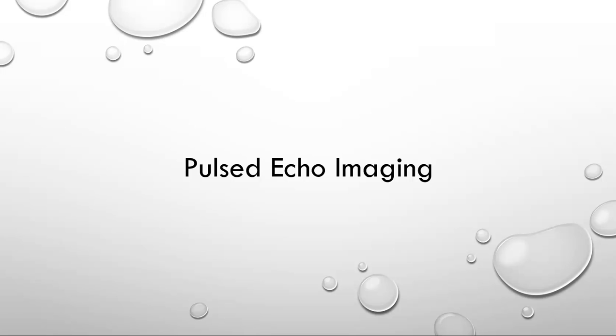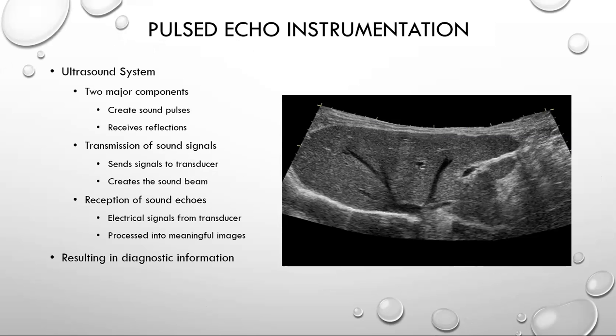Let's talk about pulsed echo imaging. So pulsed echo imaging is the imaging that we do with our ultrasound machines in order to create an image. We have 2 major components of the ultrasound machine to create pulsed echo imaging. I guess this is pulse echo instrumentation. One part of the system creates the sound pulses, and the other part receives the reflections back from the body. So we have the transmission of sound signals. A signal is sent to the transducer, which creates the sound beam, and then we get echoes back, which are sent from the transducer into the receiver of the system. And this results in our diagnostic information.